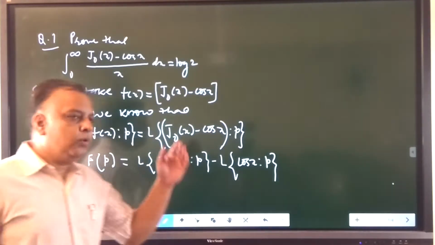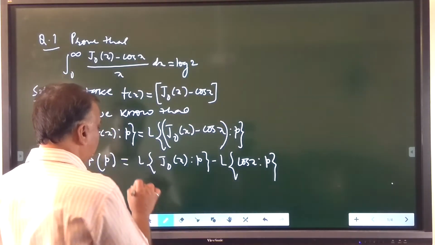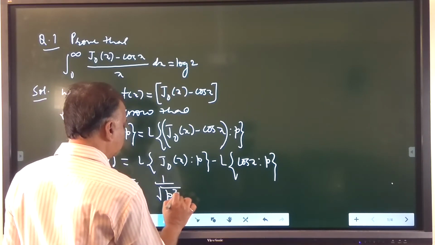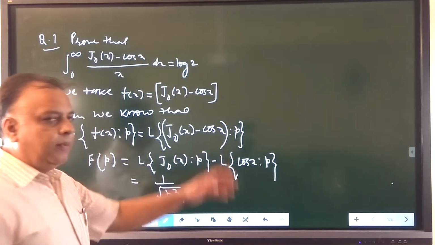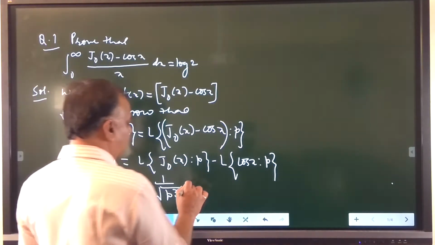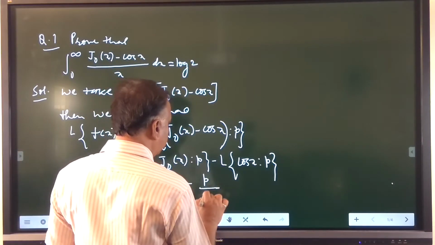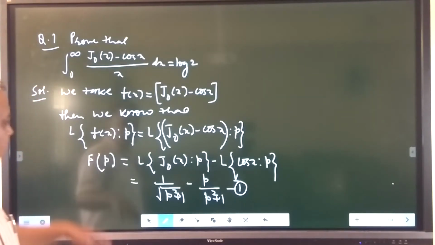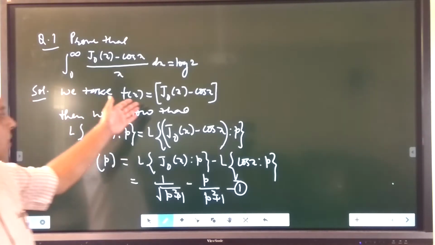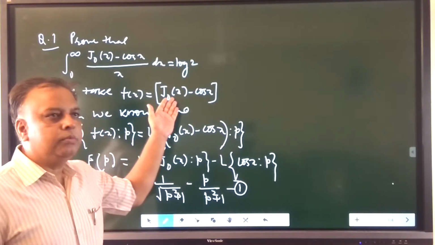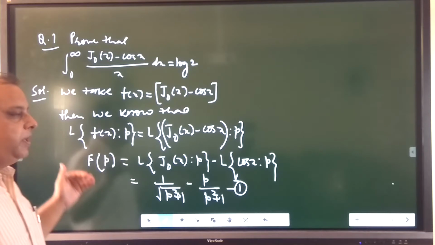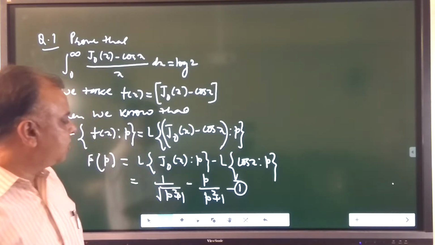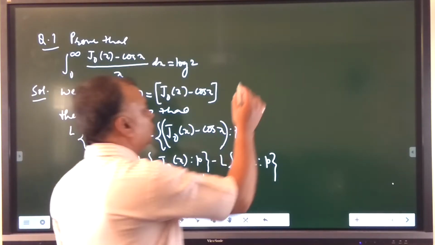As we have earlier proved, the Laplace transformation of J0(x) is 1 upon under root of p square plus 1, and the Laplace transformation of cos x is p upon p square plus 1. So, if we take the Laplace transformation of f(x), that is the Laplace transformation of J0(x) minus cos x, as f(p), then f(p) is equal to 1 upon under root p square plus 1 minus p upon p square plus 1.